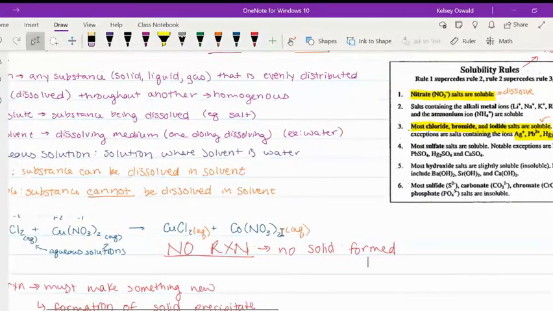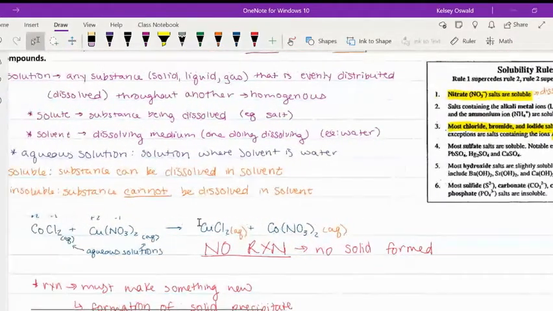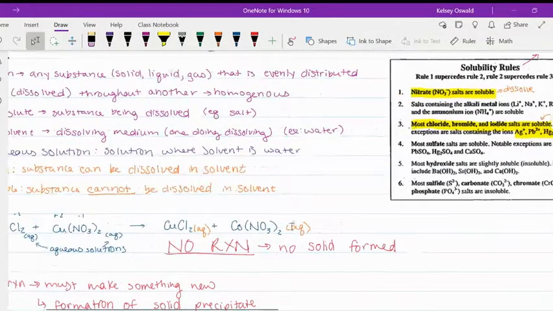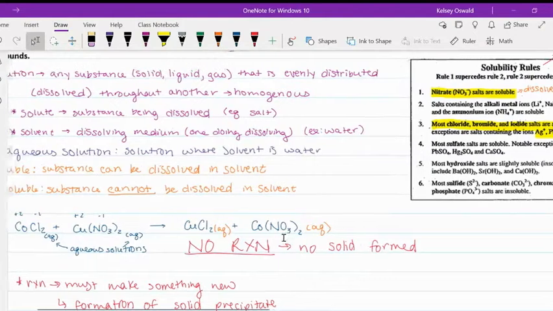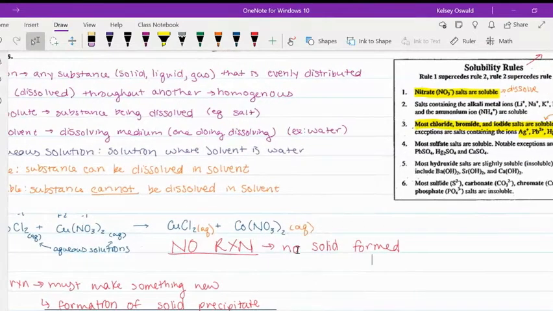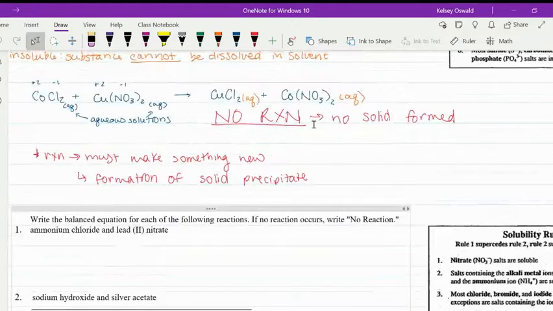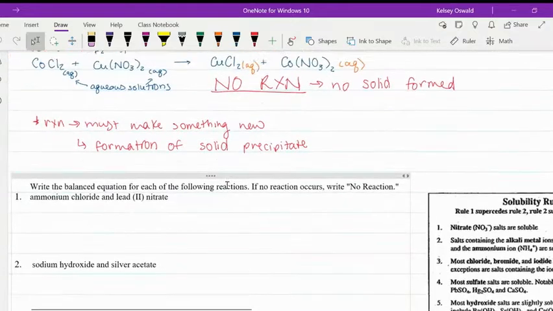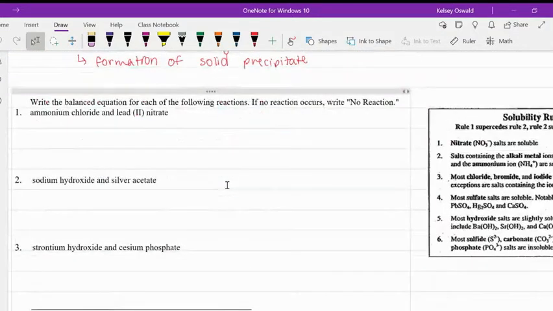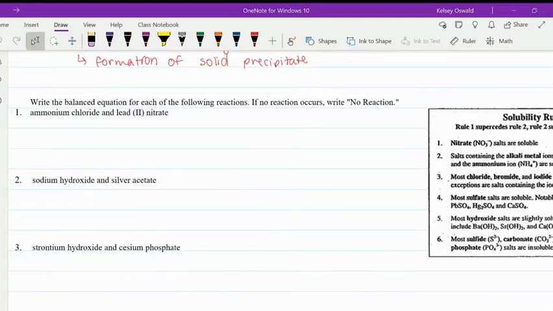So the only time we're actually going to have a reaction in these double replacement reactions is if we form a solid or an insoluble product, because that tells us we are forming something new. We did not have a reaction occur because we did not form a solid product. Let's go ahead and look at some examples where we might have a reaction occur, where when we combine our two solutions, we produce a solid product.